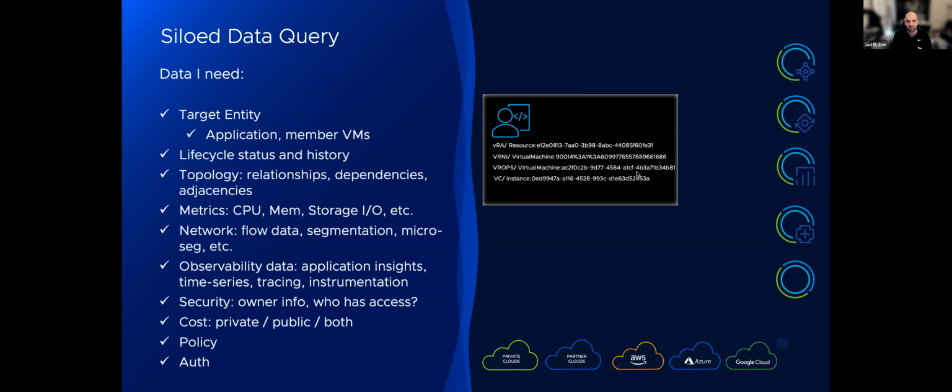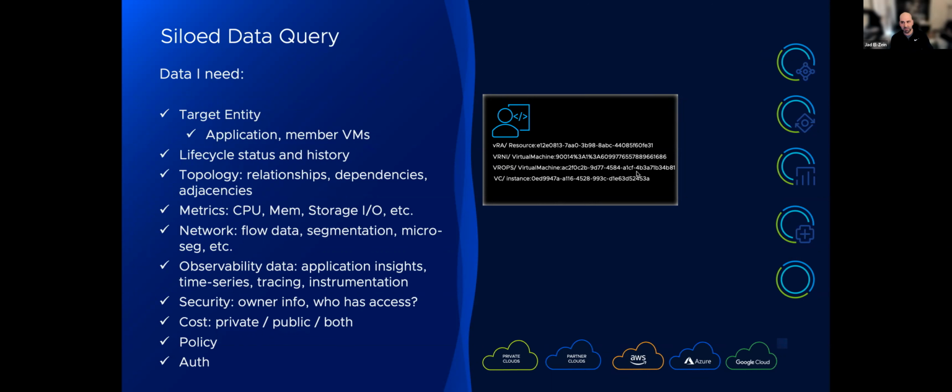Number two, who provisioned it? Who provisioned all the pieces? What are the relationships between all the individual pieces? What is their life cycle state? What does the topology look like? Now give me individual metrics. Give me CPU, storage, memory metrics, and whatever else that I need to know.